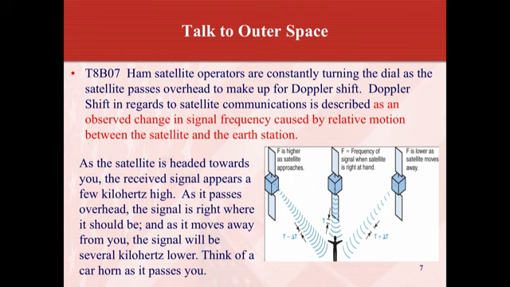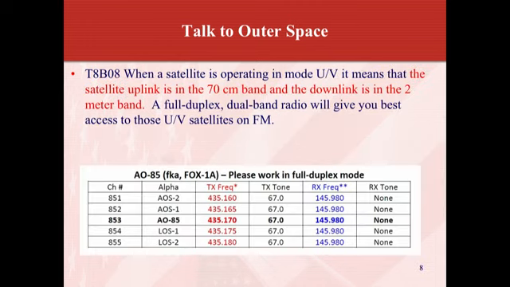Makes it more fun. As the satellite is headed towards you, the received signal appears a few kilohertz high. As it passes overhead, the signal is right where it should be, and as it moves away from you, the signal will be several kilohertz lower. Think of a car horn as it passes you.